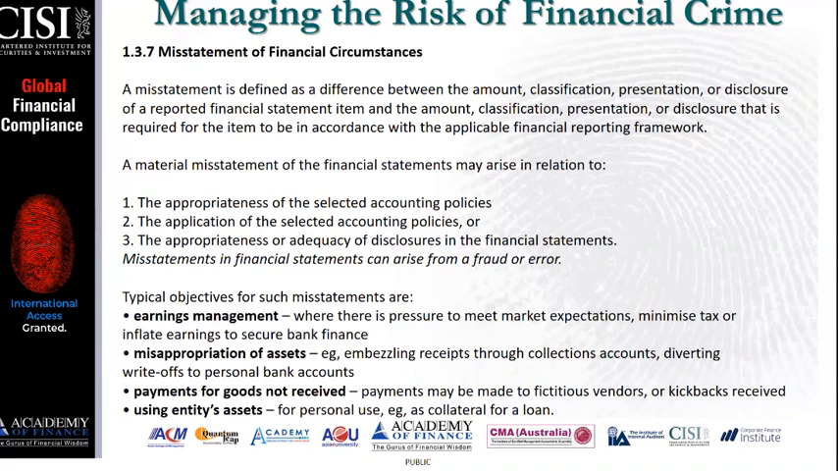So a material misstatement of financial statements may arise from the appropriateness of selected accounting policies, the application of selected accounting policies, and the appropriateness or adequacy of disclosure of financial statements. So earnings management, you can overstate your cost to show a reduced profit so that you can pay less taxes. You can understate revenue. You can not record cash sales as revenue, and that can be accounted for separately. And in certain instances, you would have come across that people have two sets of accounts. One is for tax purposes, and the other is the actual picture as well.